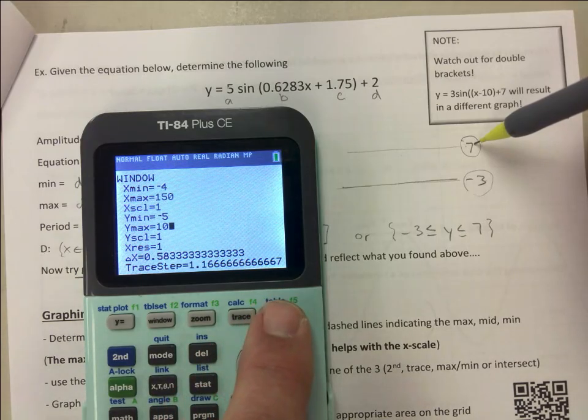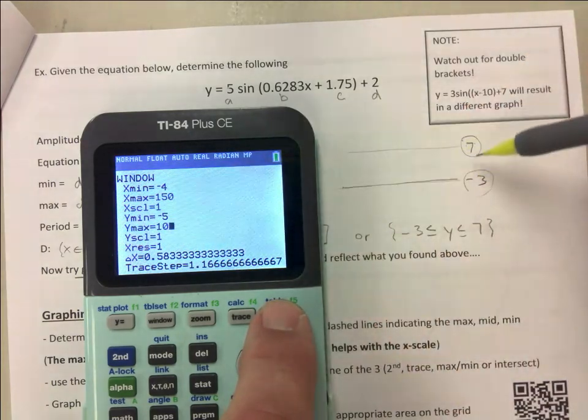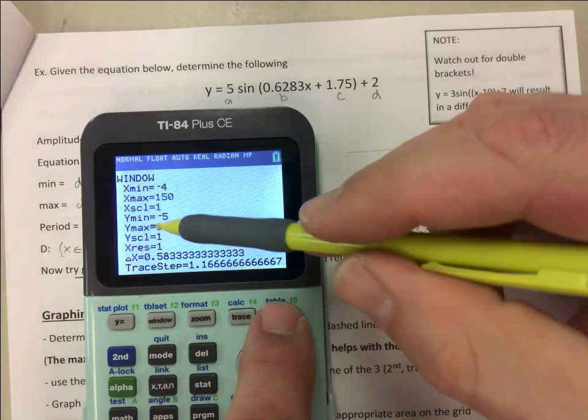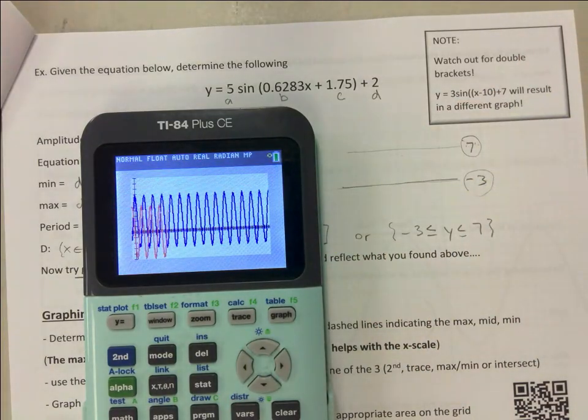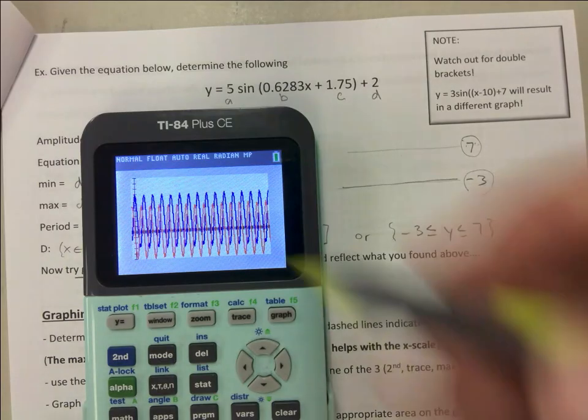And let's hit graph. So basically what I did is I used my max and my min to adjust my y min, y max. Let's hit graph. This is what I see. Did you see the red one? Did you see that? It's a completely different graph.